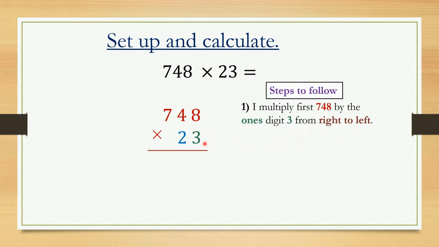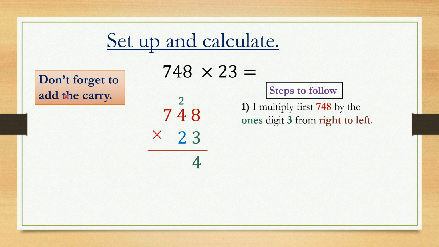by multiplying 3 by 8, then 3 by 4, then 3 by 7. Let's start. 3 times 8, 24. I write 4 and I carry 2. Then I multiply 3 by 4 is equal to 12. Then I add the carry. 12 plus 2 is 14. So don't forget to add the carry before we continue. I write 4 and I carry 1.